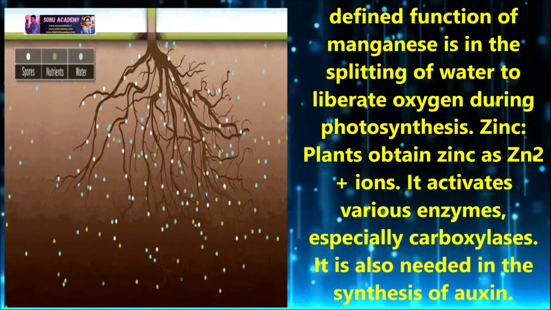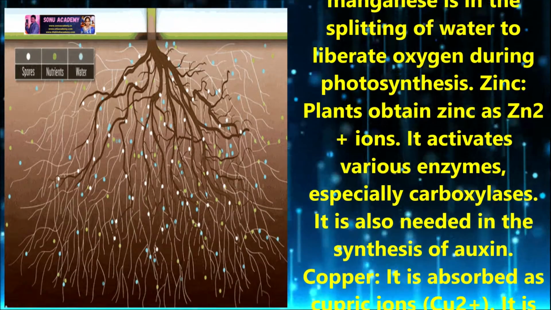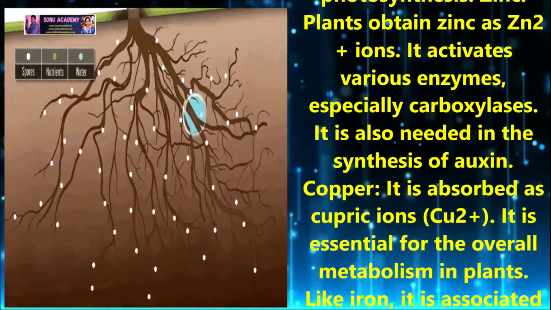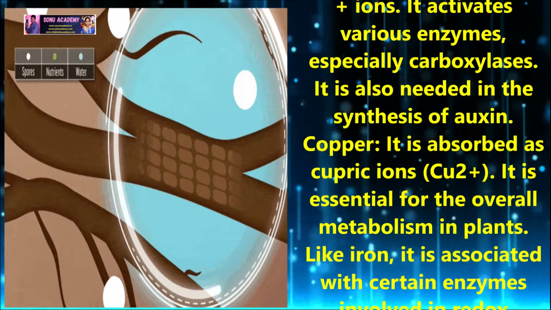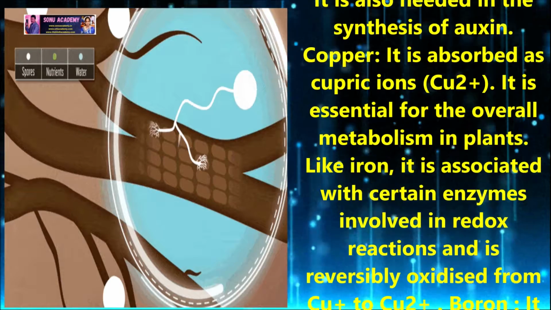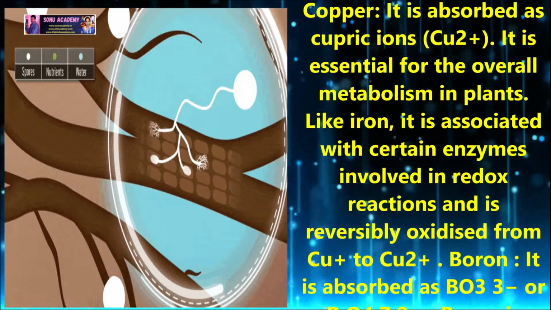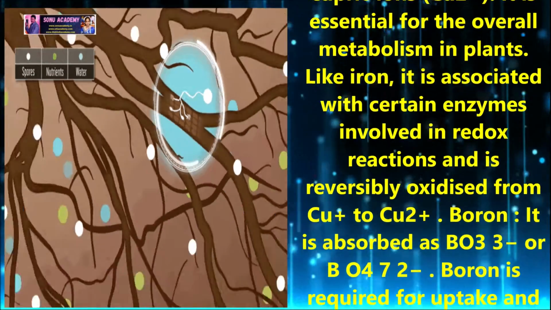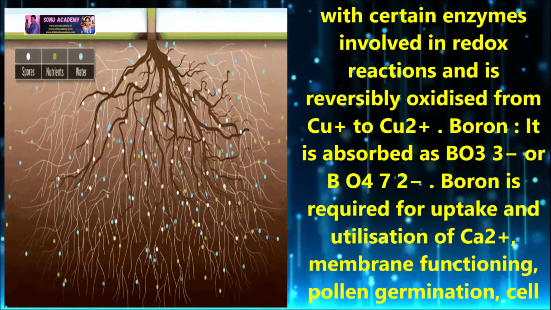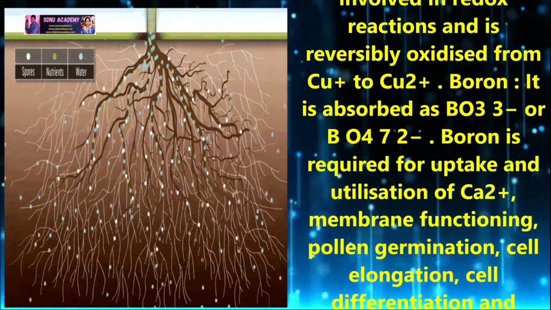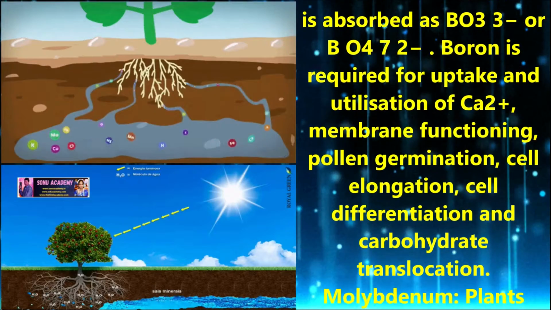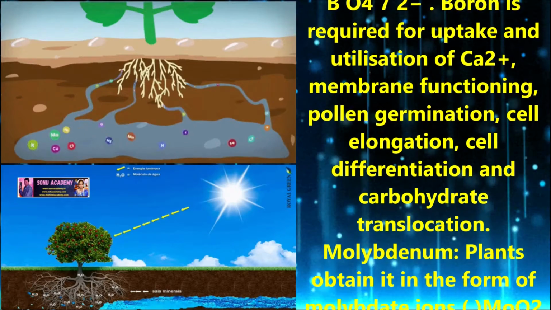Zinc. Plants obtain zinc as Zn2+ ions. It activates various enzymes, especially carboxylases. It is also needed in the synthesis of auxin. Copper. Next, copper. It is absorbed as cupric ions. It is essential for the overall metabolism in plants. Like iron, it is associated with certain enzymes involved in redox reactions, and it is reversibly oxidized from Cu+ to Cu2+. Boron. It is absorbed as BO3 3-.